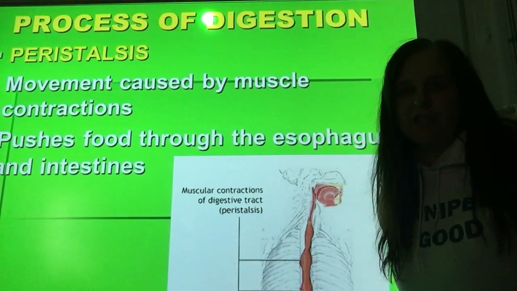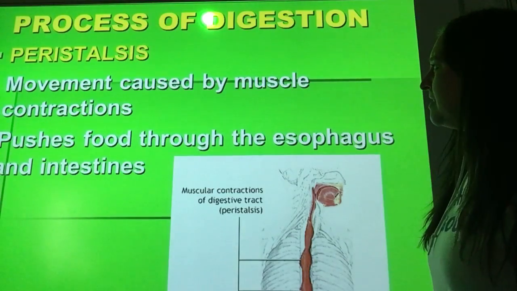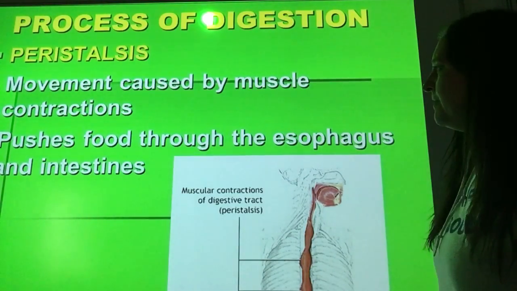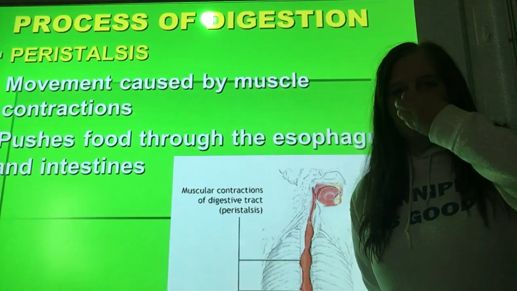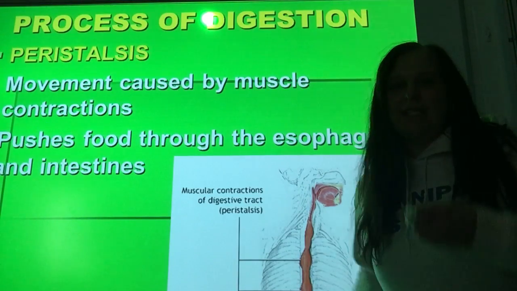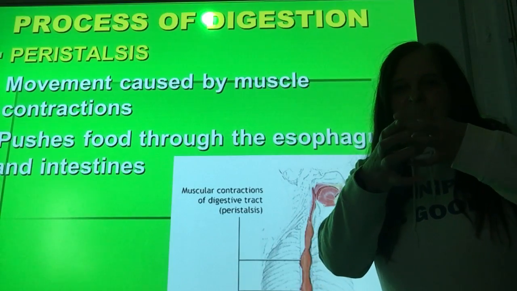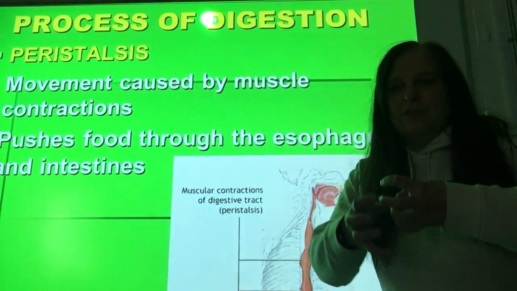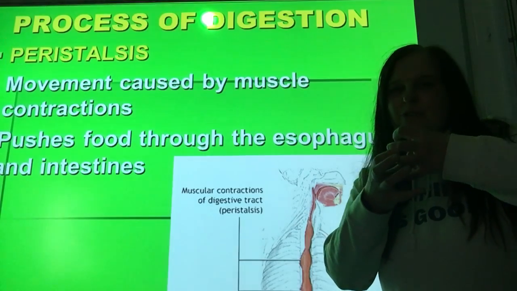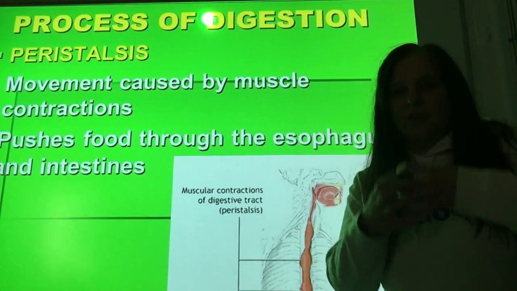The first thing we'll talk about today is something called peristalsis. So that's the movement caused by muscle contractions. It pushes food through the esophagus and the intestine. So you know when you eat, food goes downwards from your mouth and the esophagus into your stomach. So your esophagus is lined with these muscles. So as they contract, it pushes the food down from your mouth into the stomach. So it's these muscular contractions that push the food in the right direction.